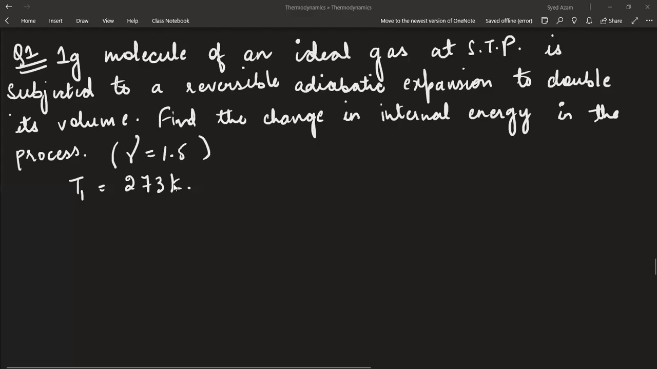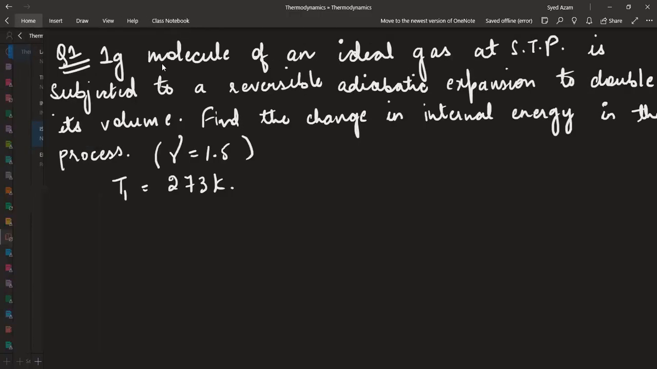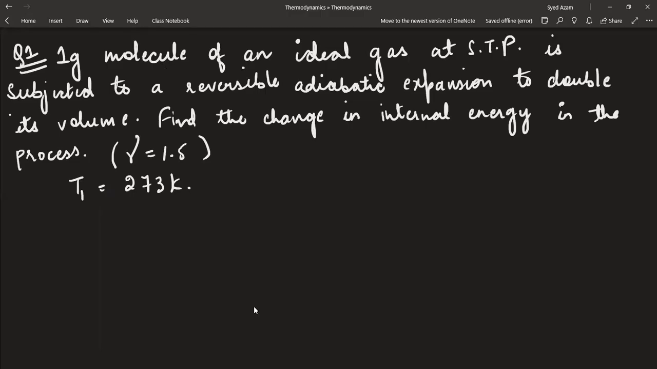No, Shaima, that gamma is different, the coefficient of cubical expansion. This gamma is Cp by Cv. I think I told you when we were discussing the specific heat capacities ratio in thermal properties. So this is the ratio of Cp by Cv. This is the constant gamma.